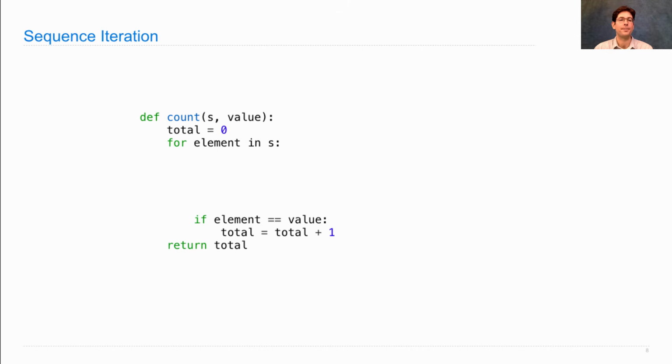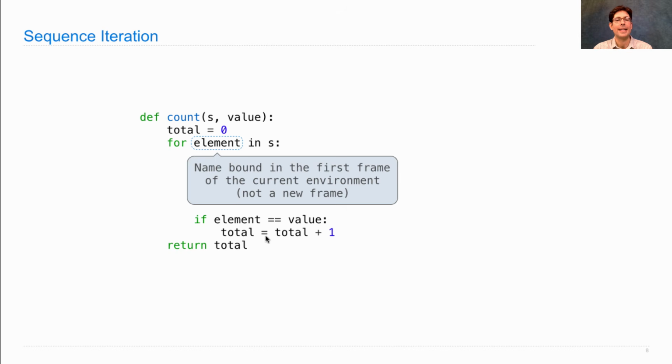And how does it work? Well, what happens is that the name element is bound in the first frame of the current environment, not a new frame, by the way. No new frames are introduced with a for statement. But the name element is bound, and then the suite of the for statement is executed. And then the name element is bound to the next thing in S. And we execute this again. So, when you have a for statement, it's going to execute the suite of the statement a number of times, which is the number of elements in S. An element will be bound to a different element of S each time.